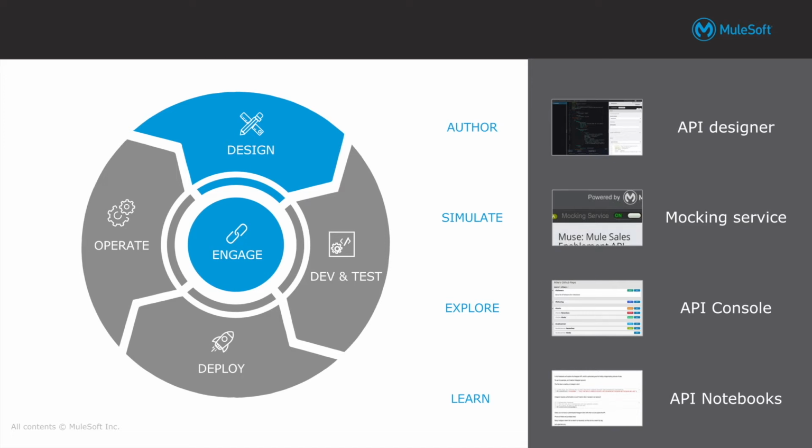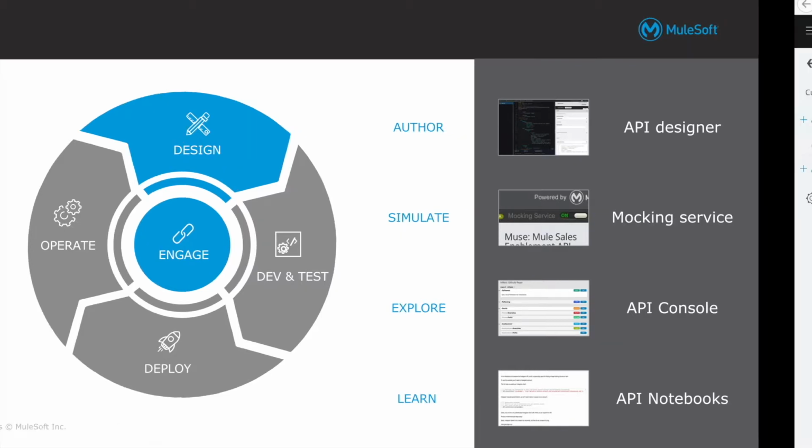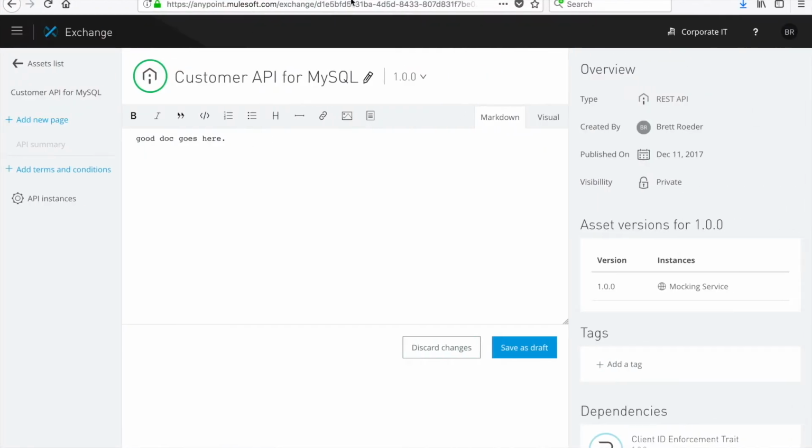The final piece of API design is to add in API notebooks. They'll help us teach the consumers of this how to use the API. So in Exchange, we simply go in and add a new page. Let's call this our customer get notebook.